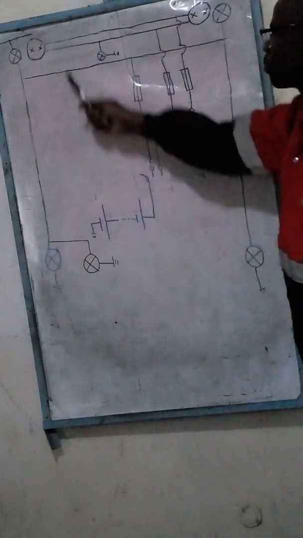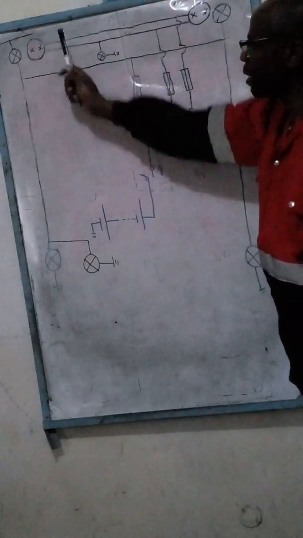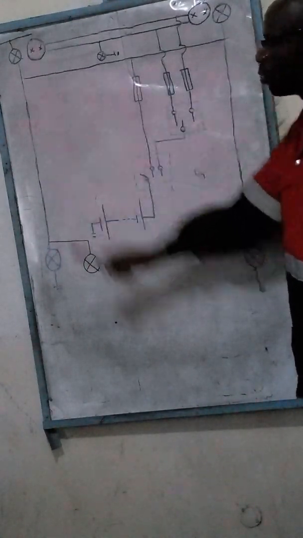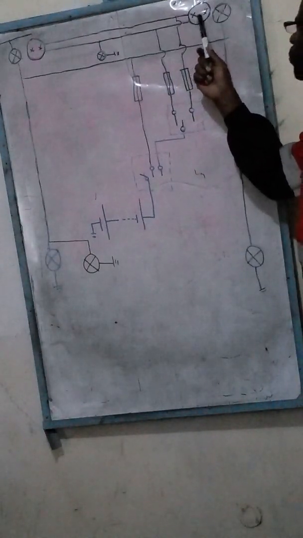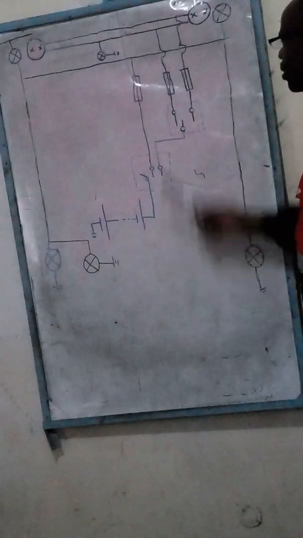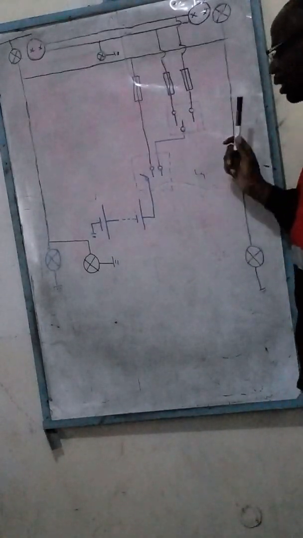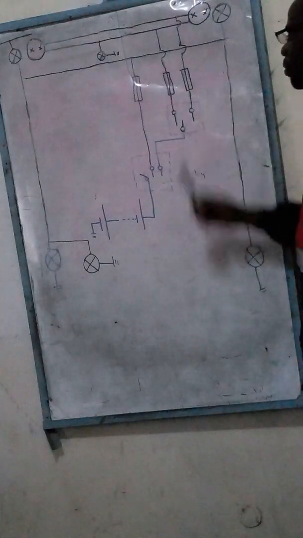We do have a headlamp which has two filaments, as you can see. This symbol represents a double filament lamp. One of the filaments is for high beam, the other one is for low beam. The arrangement is the same on the other side. We do have two filaments in one lamp, and the two filaments are connected at separate terminals at the dip switch, and they are also separately fused.